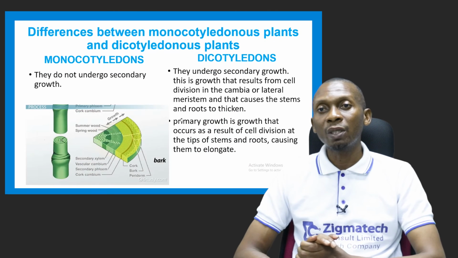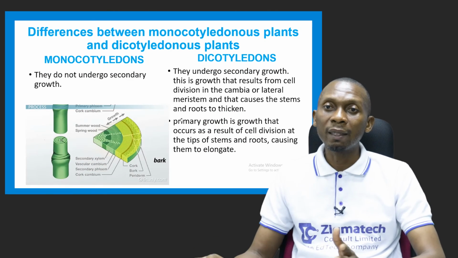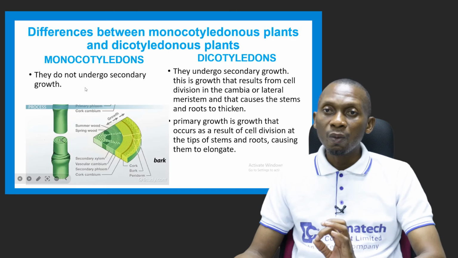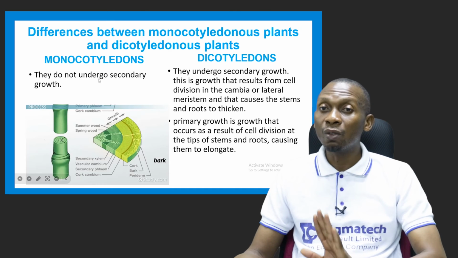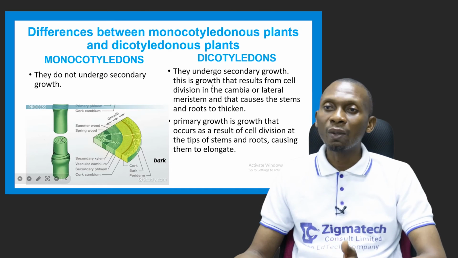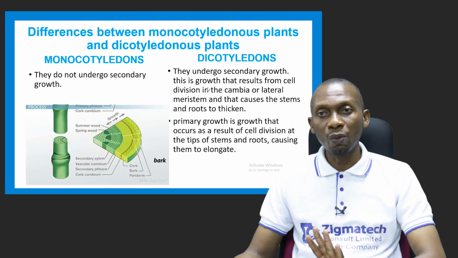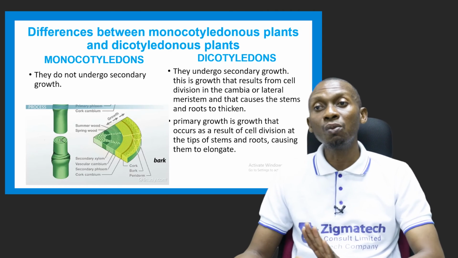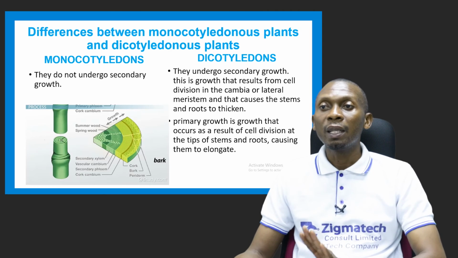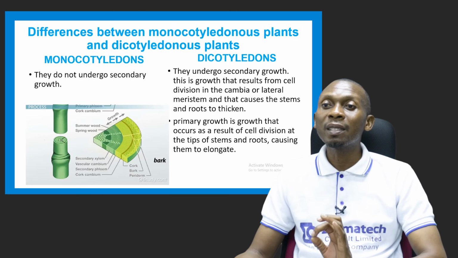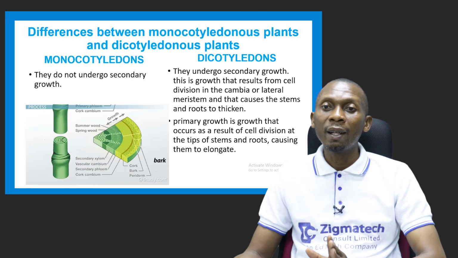Another difference between monocotyledonous plants and dicotyledonous plants is that monocots do not undergo secondary growth, while dicots undergo secondary growth. Now, it's good for us to understand what this secondary growth means. Now, we understand that monocots do not undergo secondary growth, while dicots do. Now, this is growth that results from cell division in the cambia.